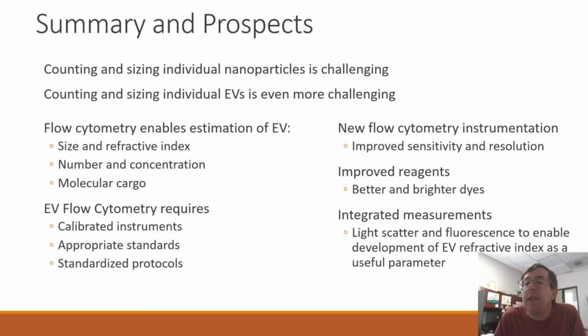Looking ahead, we can anticipate that there will be new flow cytometry instruments which will have improved sensitivity and resolution. We know that people are working on better and brighter dyes. And so both of these anticipated improvements are going to make our lives easier. And then finally, we can look forward to integrating the light scatter and fluorescence measurements I described here to develop EV refractive index as a useful parameter, which I think is going to be useful.